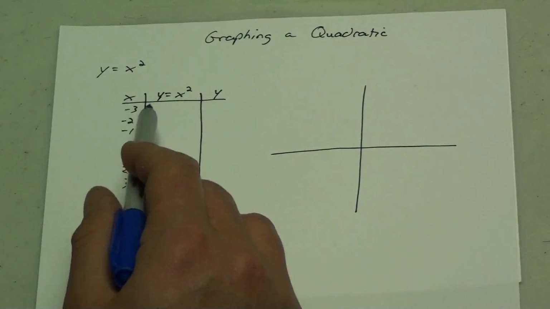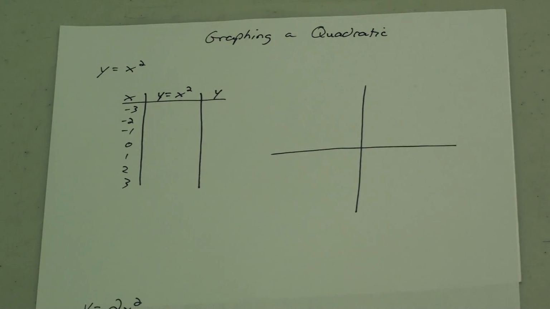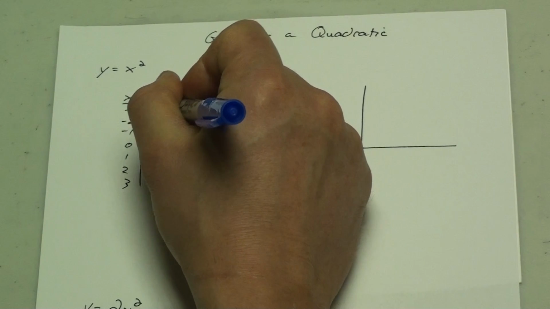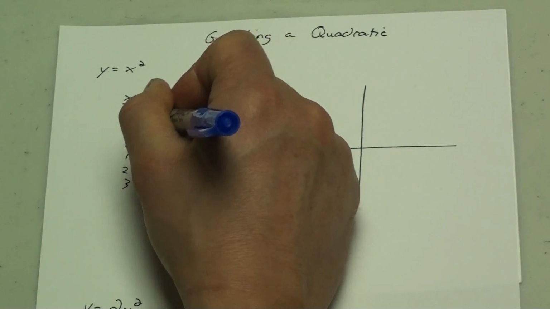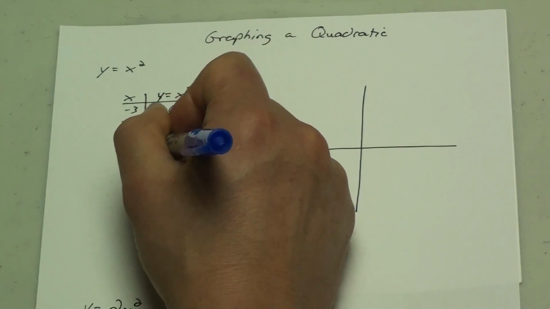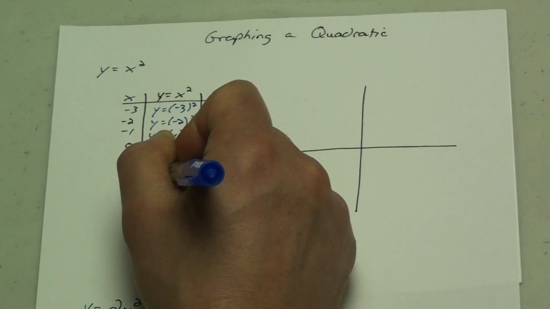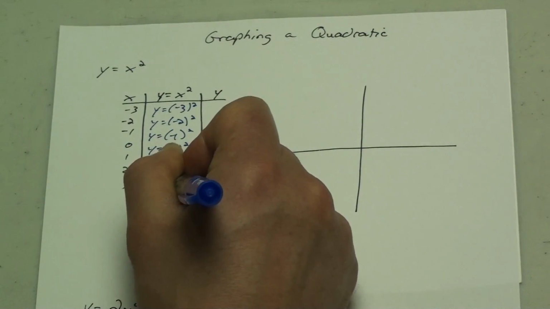Let's work with it. So I'm going to do a table of values. It goes from -3 to +3. I'm going to plug it into the equation. So I'm going to have y equals -3 squared, y equals -2 squared, y equals -1 squared, y equals 0 squared, y equals 1 squared, 2 squared, y equals 3 squared.